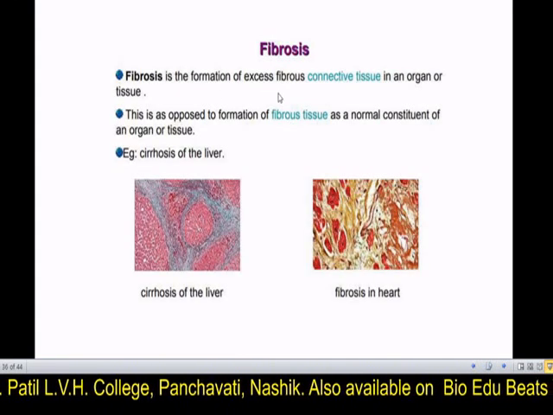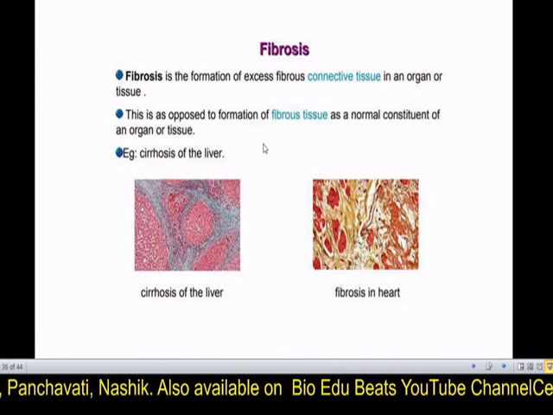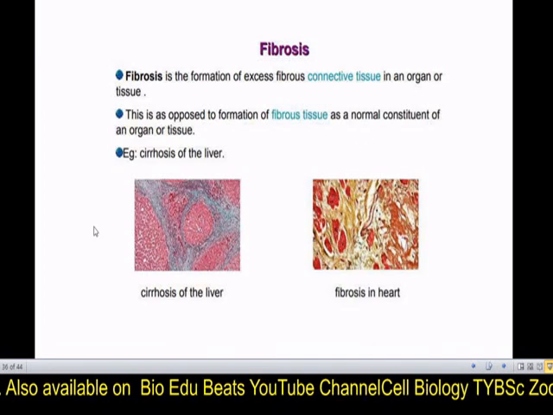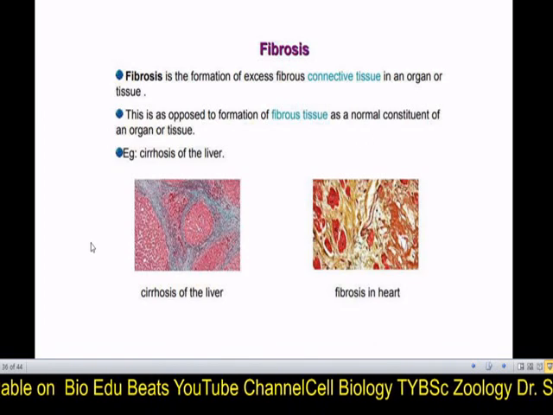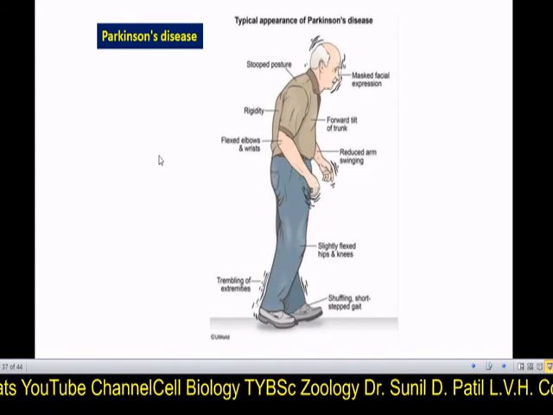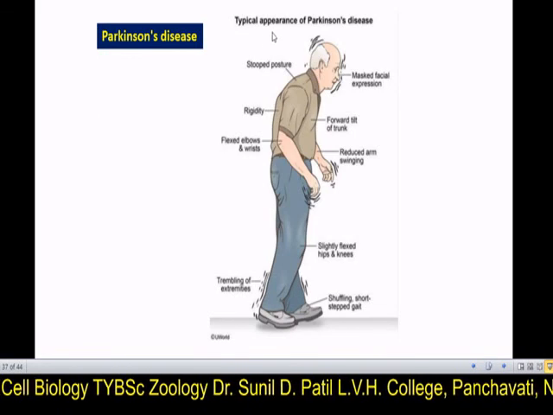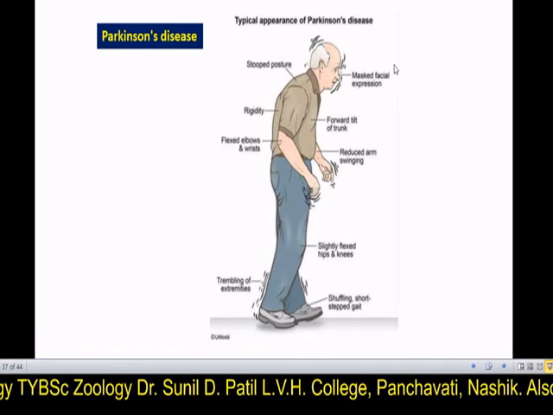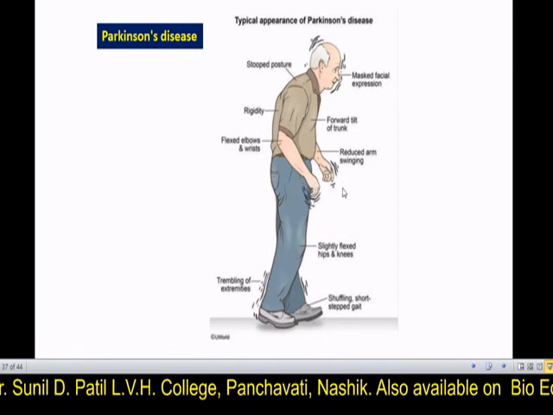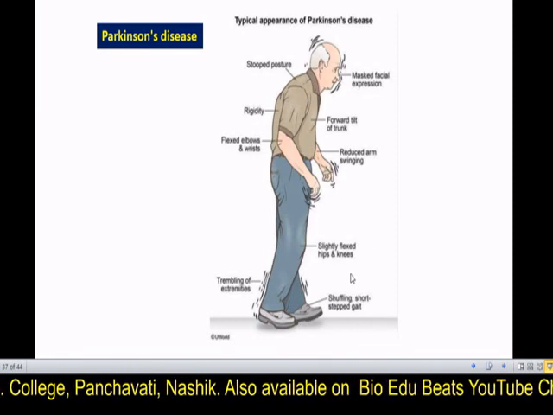Fibrosis is the formation of excess fibrous connective tissue in an organ or tissue, as opposed to the formation of fibrous tissue as a normal constituent of an organ. Cirrhosis of the liver is a common example of fibrosis. Then Parkinson's disease. The typical appearance of Parkinson's disease: masked facial expressions, forward tilt, reduced arm swing, then slightly flexed hips, etc.